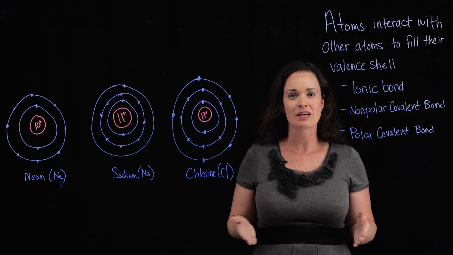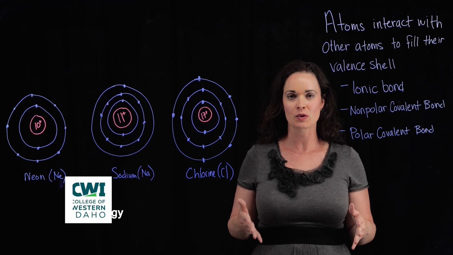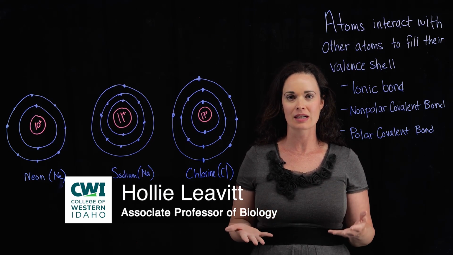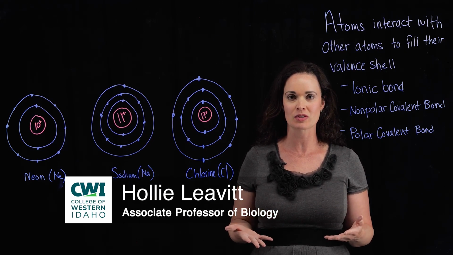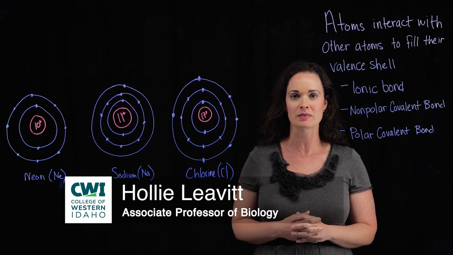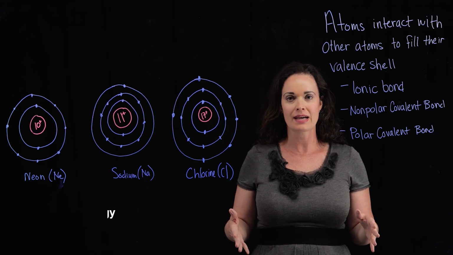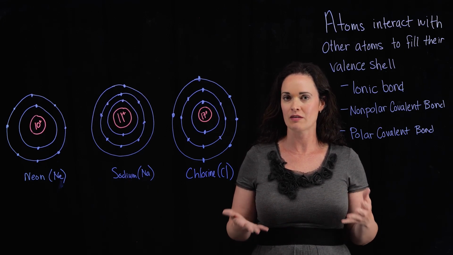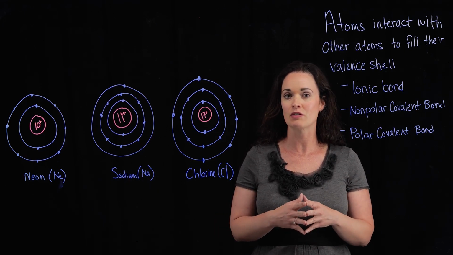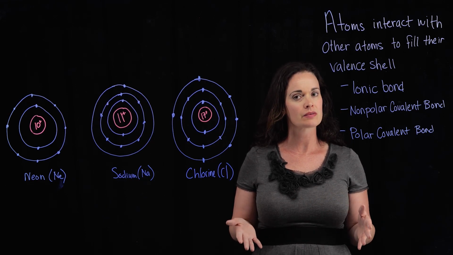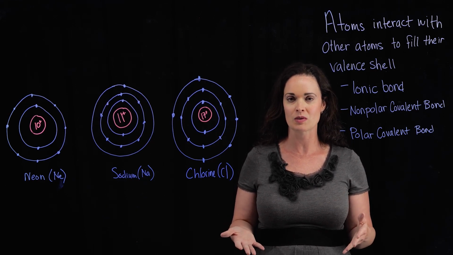So in the last video, I introduced the octet rule and talked a little bit about how electrons are assigned to these orbital shells that surround the nucleus of atoms. We also talked about the idea that all of the atoms that are out there want to have a full valence shell. So they want to have a full outermost shell.